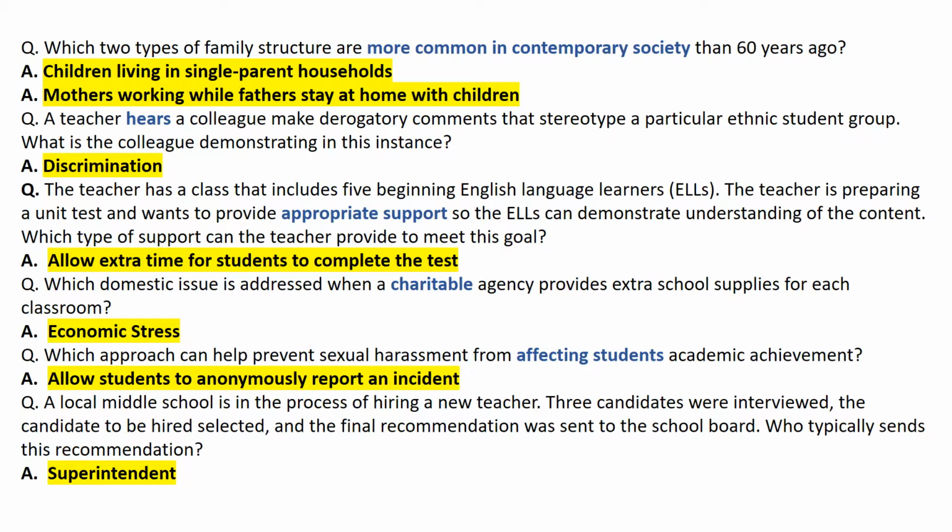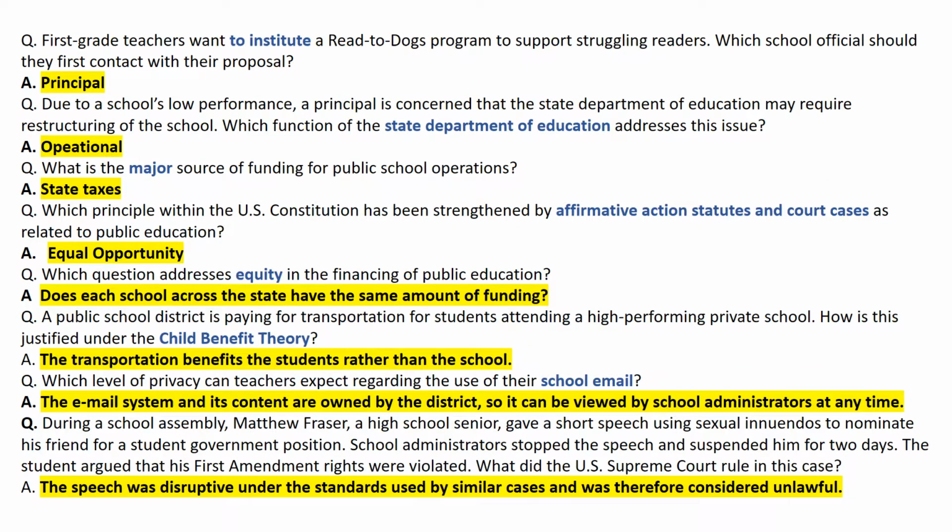A local middle school is in the process of hiring a new teacher. 3 candidates were interviewed. The candidate to be hired was selected, and the final recommendation was sent to the school board. Who typically sends this recommendation? Superintendent. First grade teachers want to institute a Read to Dogs program to support struggling readers. Which school official should they first contact with their proposal?